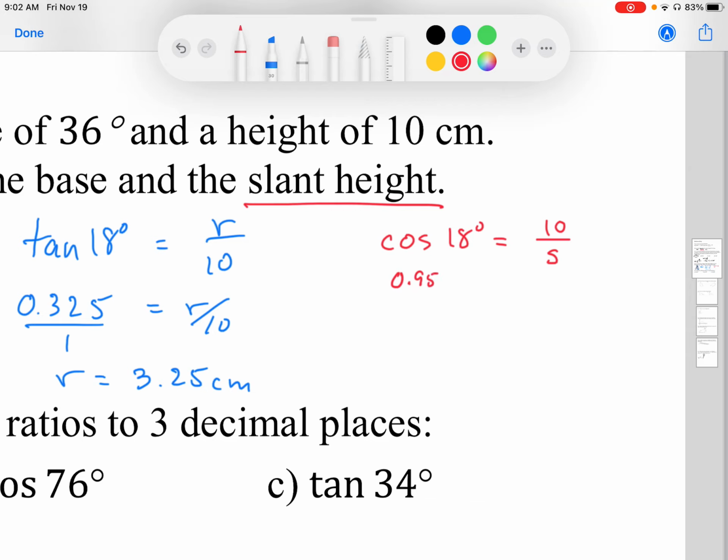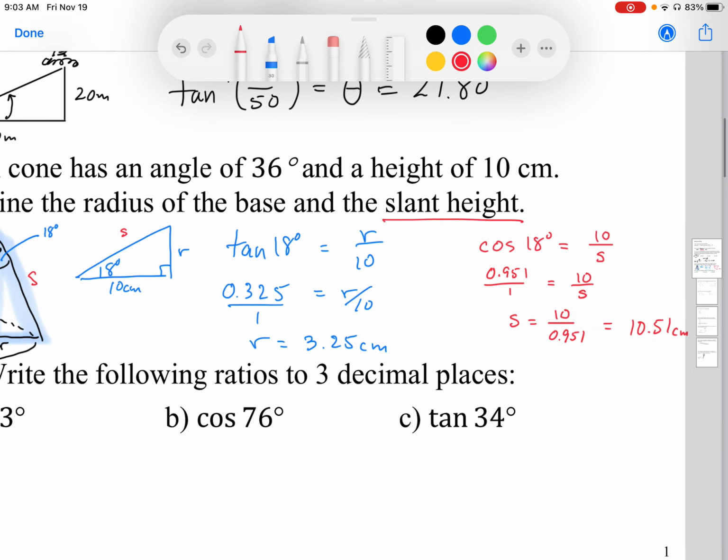So I get 0.951 to 1. That ratio is equal to 10 to s. S is what I'm solving for. I can cross multiply this, and I'm going to get s is equal to 10 divided by 0.951. So solving for s, 10 divided by 0.951 gives me 10.51 centimeters. So 10.51 centimeters is going to be the length of that hypotenuse.